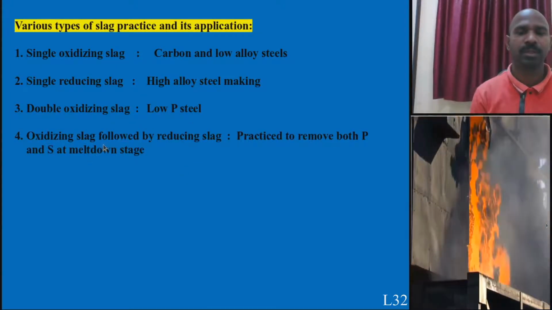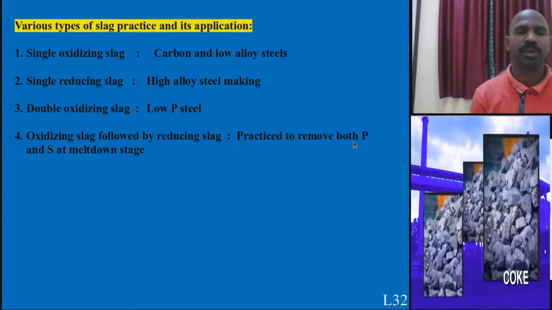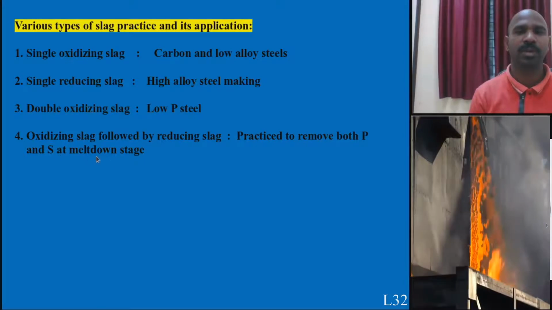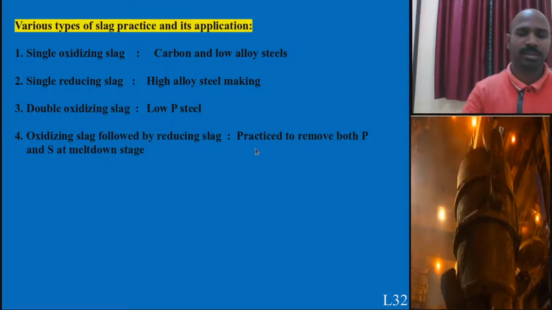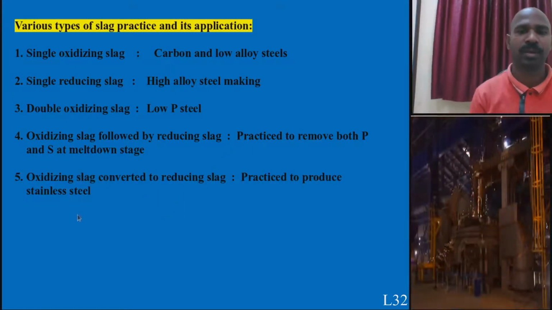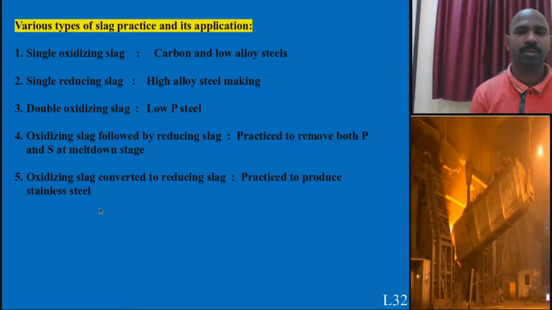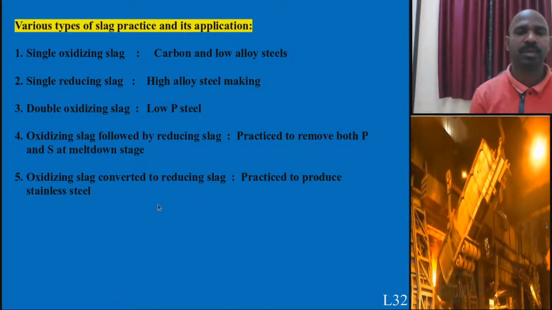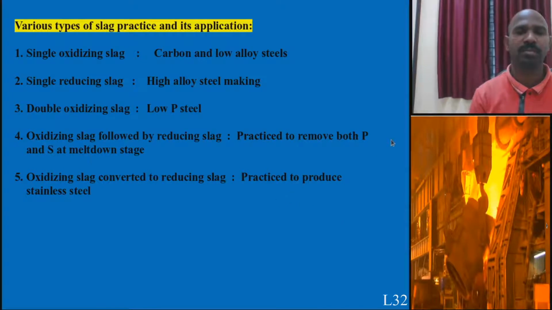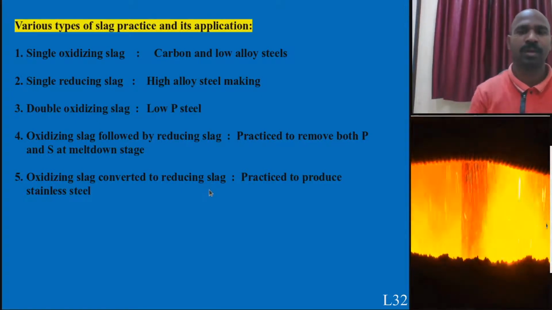And if oxidizing slag is followed by reducing slag, phosphorus as well as sulfur are removed at the melting stage itself, without going to the refining stage. So this is one more advantage. If oxidizing slag is converted into reducing slag, it is usually the practice to produce stainless steel. You will be adding chromium and nickel. The sulfur will be mainly reduced. Sulfur needs to be removed in stainless steel, so in that situation this slag practice route is preferred.